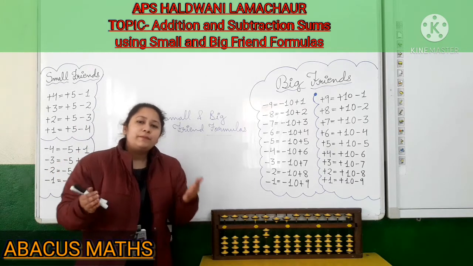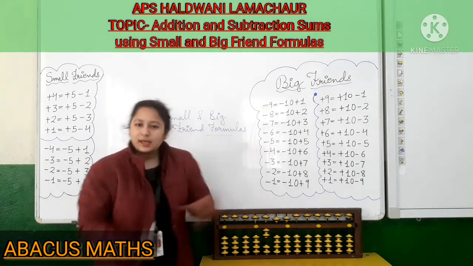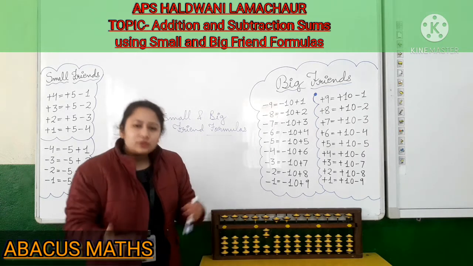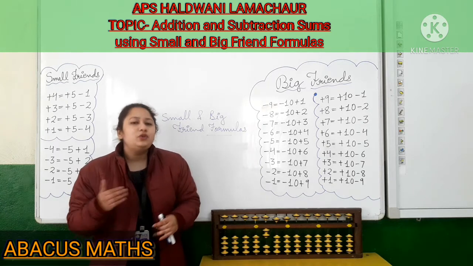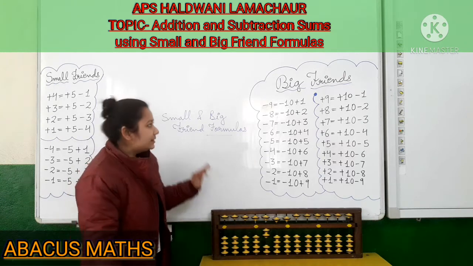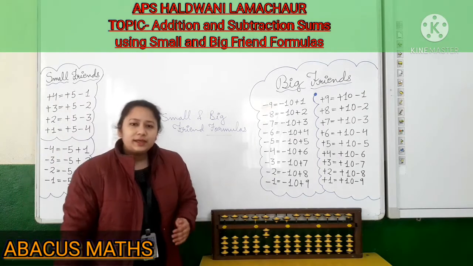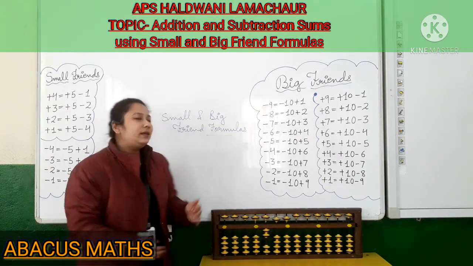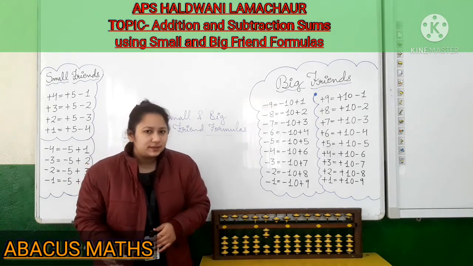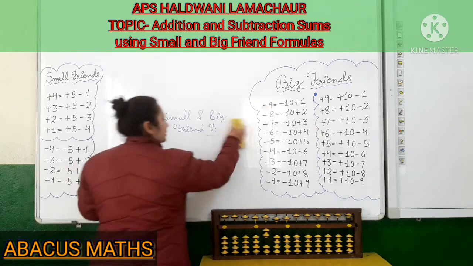Now kids, for your convenience, I have written these big friends and small friend formulas here. I hope that you have written these formulas in your notebooks. So, at the time of calculation, you can use these formulas from your notebooks. Now, in this video, I have written these formulas in the right hand side and left hand side, so that at the time of doing the sums, we can easily use these formulas from here. Now students, before starting the addition and subtraction sums, we will discuss some rules of this method. Now let's start with the rules.